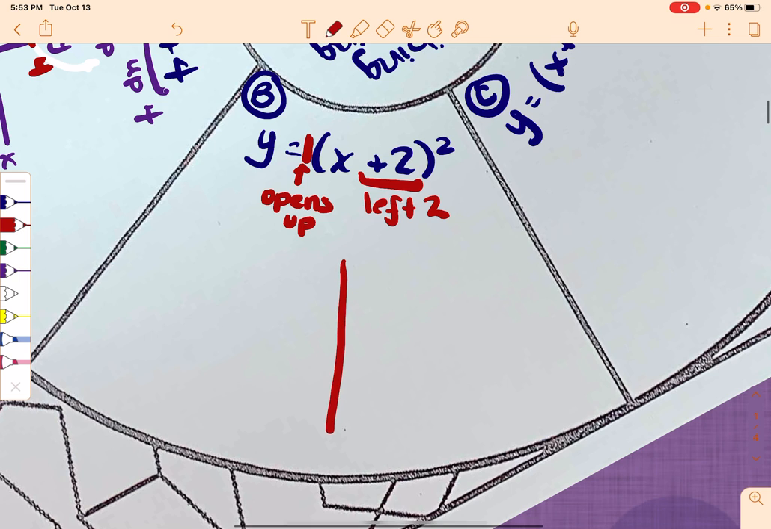Okay, now I'm going to do my x and y axis here. Now this happens to shift 2 to the left. So if I went 2 to the left, that would be at negative 2. And I know right there it opens up.